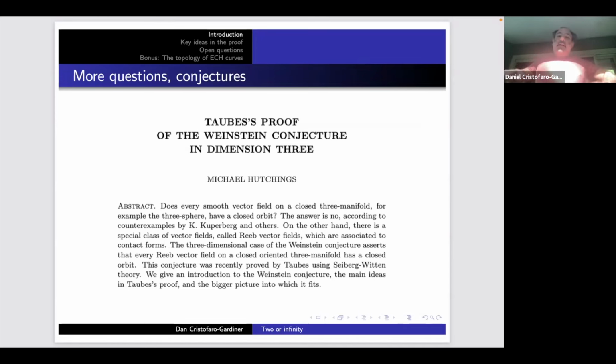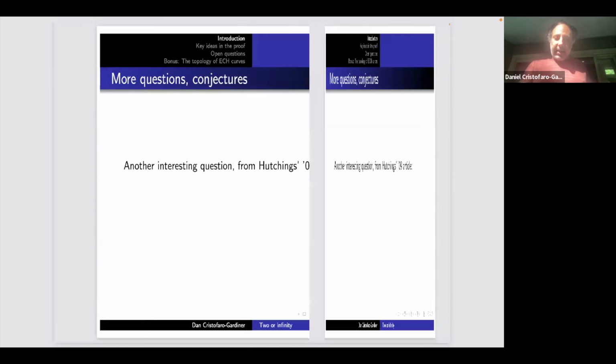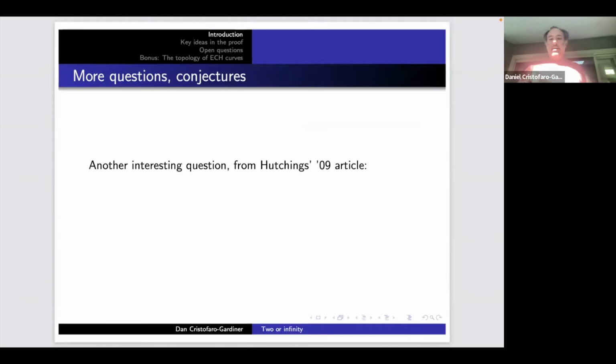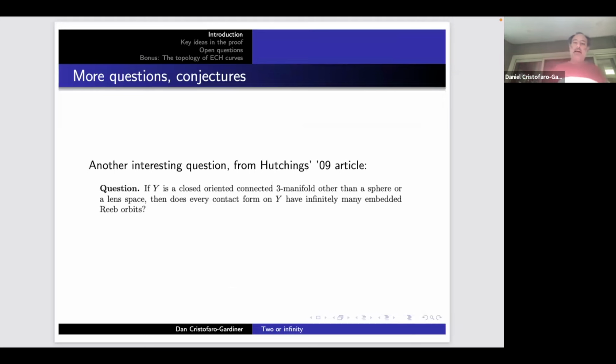But let's say we know that that's true, and Michael has written a beautiful survey article about the proof. And if you get to the end of the survey article, it contains the following interesting question. So Hutchings asks, let's say that my manifold is not the sphere or a lens space. Does every contact form have infinitely many Reeb orbits? So interesting question.